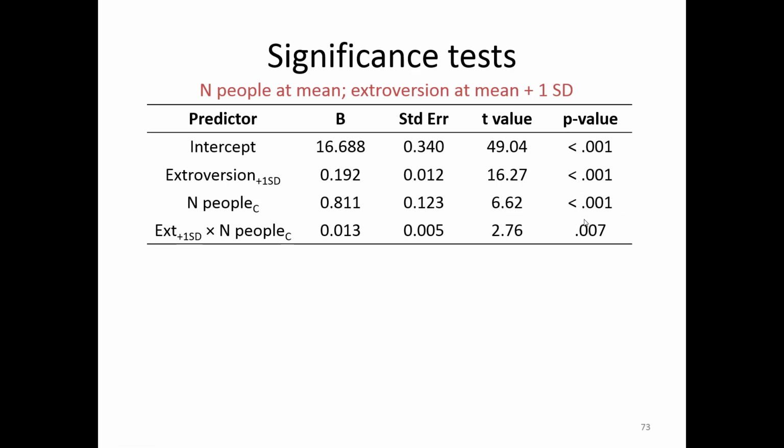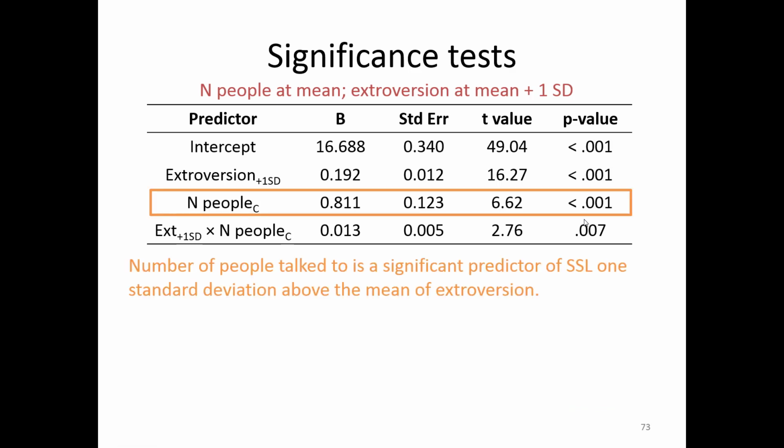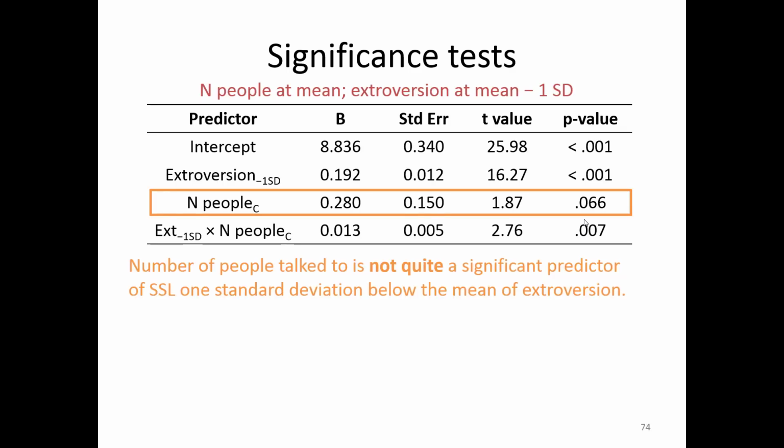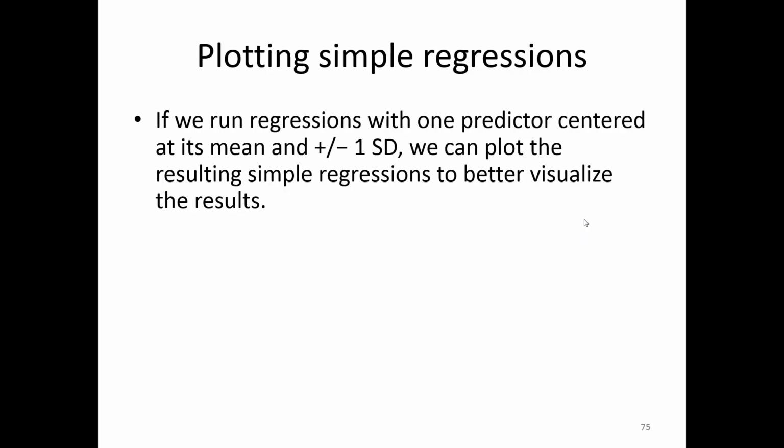All right, now let's look at the number of people talked to with extroversion centered at the mean plus 1 standard deviation. Now number of people talked to is a significant predictor of satisfaction with social life 1 standard deviation above the mean level of extroversion. And then at 1 standard deviation below the mean level of extroversion, number of people talked to is not quite a significant predictor of satisfaction with social life. So the effect gets attenuated the lower we go for extroversion.